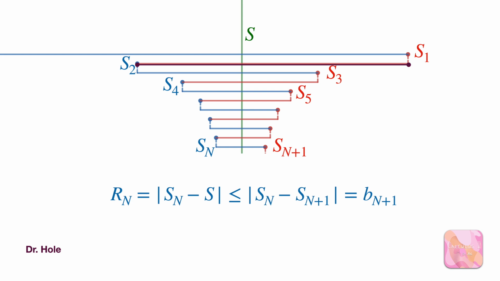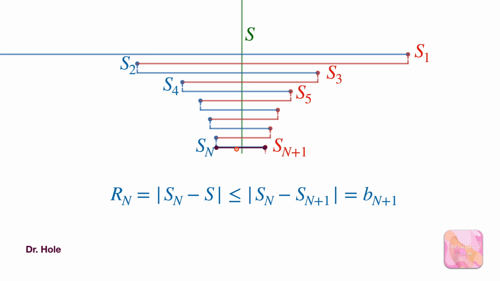All right. Now, here in the zoomed in picture, we have B2 highlighted. That's the difference between S1 and S2. Here's B3, the difference between S2 and S3. B4 is the difference between S3 and S4. And more generally, B sub n plus 1 is the difference between S sub n and S sub n plus 1.